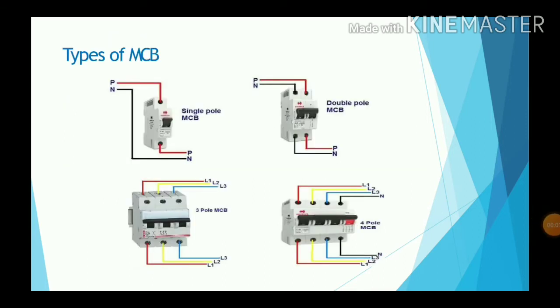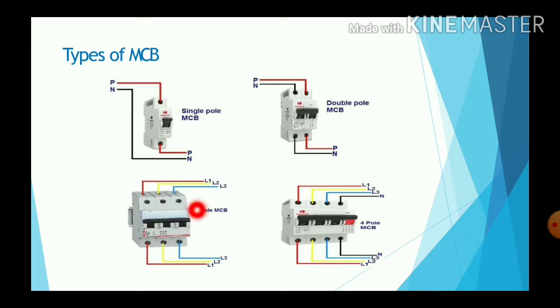Next, different types of MCB. This is the single pole MCB. A single pole MCB provides switching and protection for one single phase of a circuit. It is used in single phase circuits. Next, double pole MCB. A two pole MCB provides switching and protection for both phase and neutral. It is also used for single phase application.